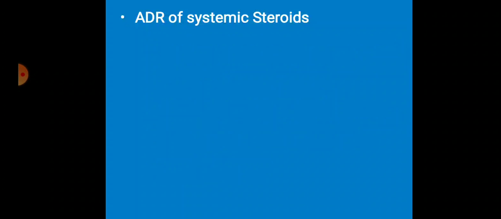Adverse effects of systemic corticosteroid administration. In the classification itself, it is mentioned that corticosteroids are classified as those given systemically, by the inhalation route, and by the topical route. So when corticosteroids are administered systemically, what are the side effects? The main one, first, is hyperglycemia, already mentioned. It has a hyperglycemic effect.